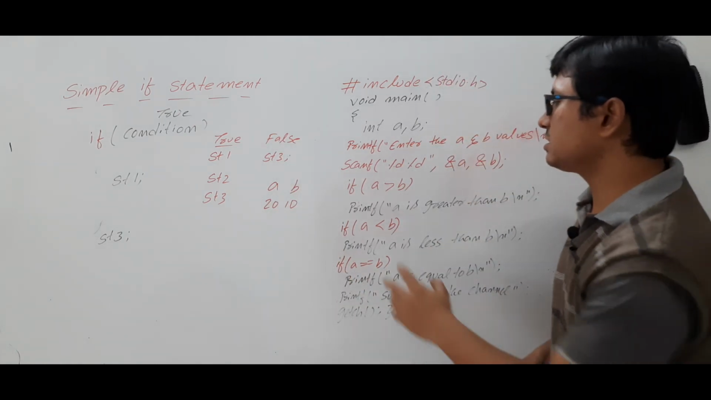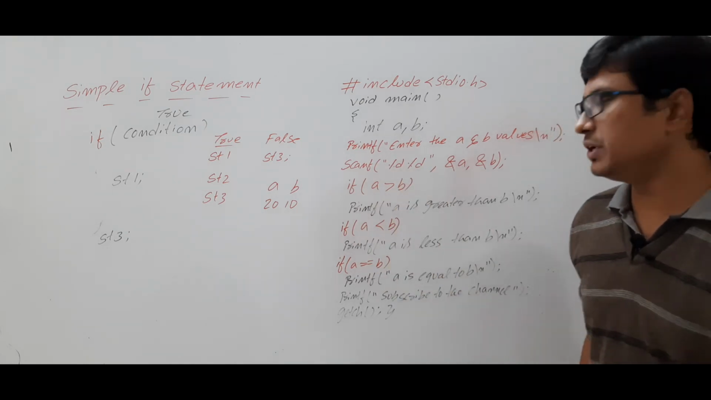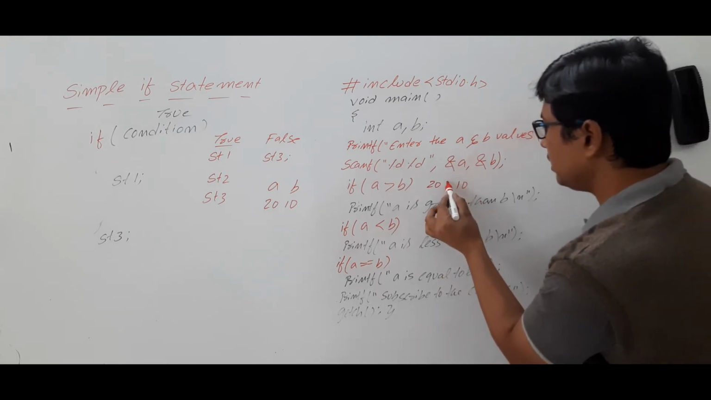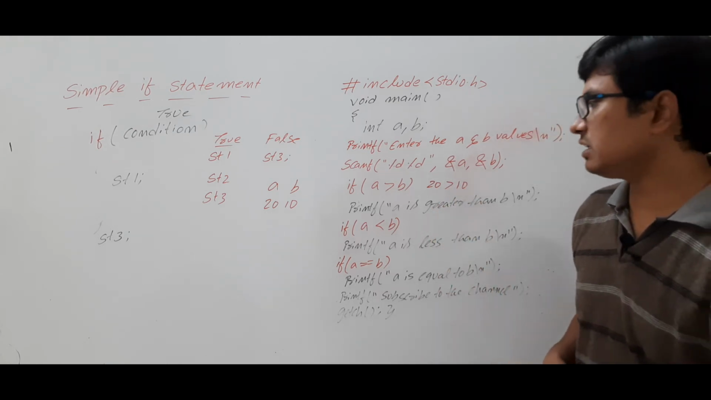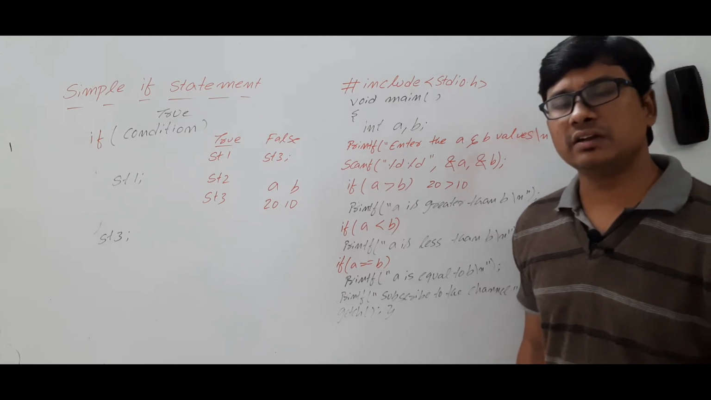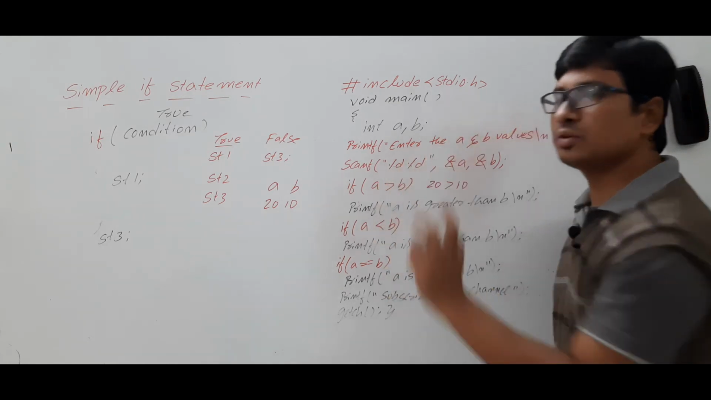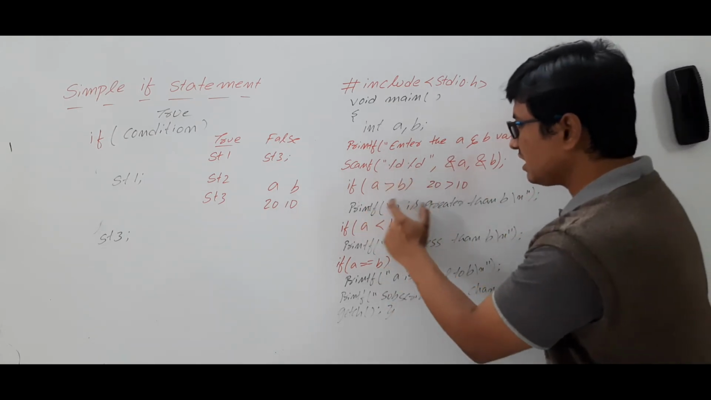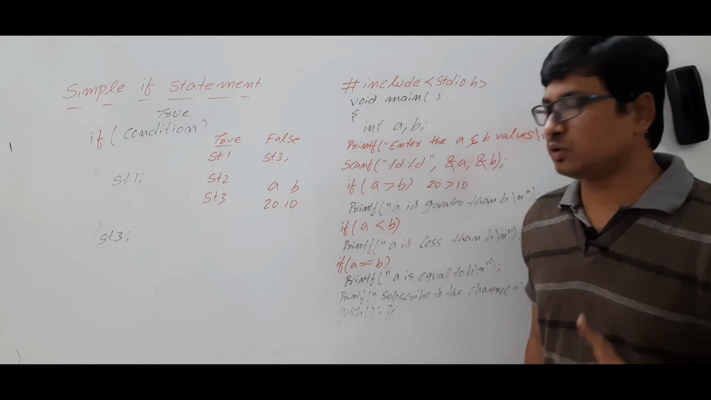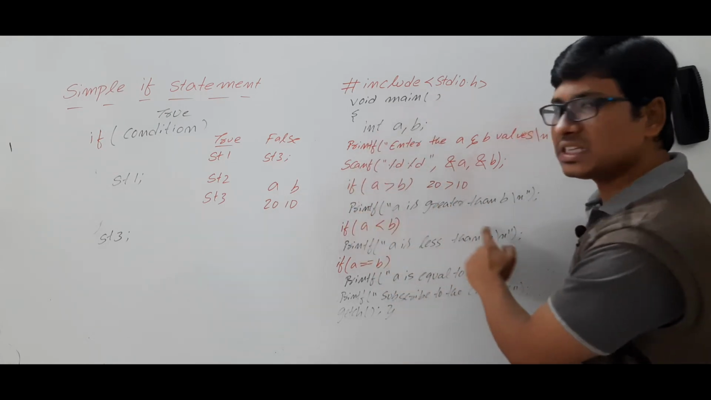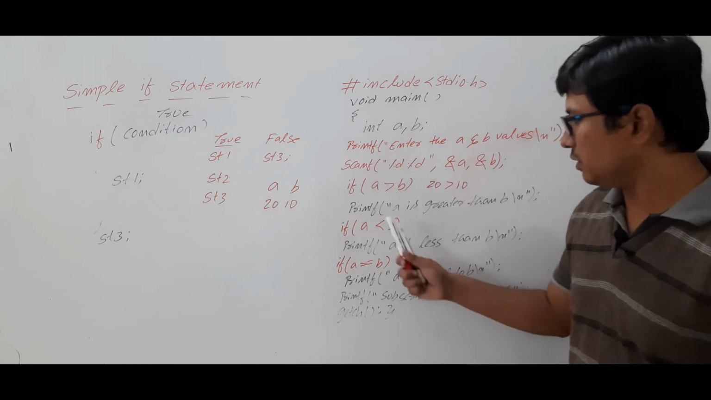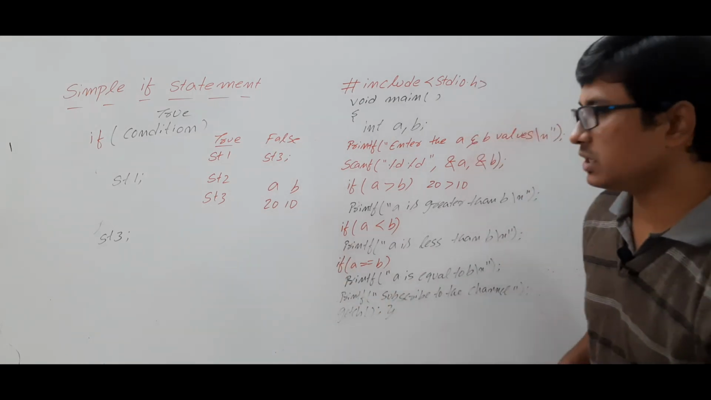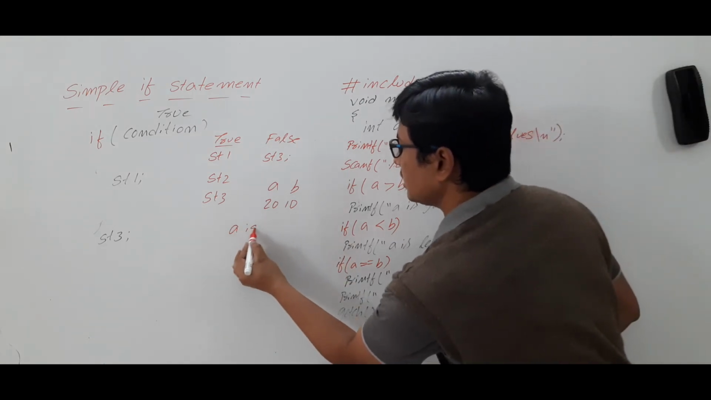Okay, now we will check this condition. If a is greater than b, what is the a value? The a value is 20, the b value is 10. Now it is checking whether 20 is greater than 10 or not. Tell me whether 20 is greater than 10 or not. Yes. So this condition is true. If this condition is true, it will return a value called 1, meaning that this condition is true. Whatever statements are there in the if block will be executed. What is the statement? Printf "a is greater than b". That statement will be displayed.